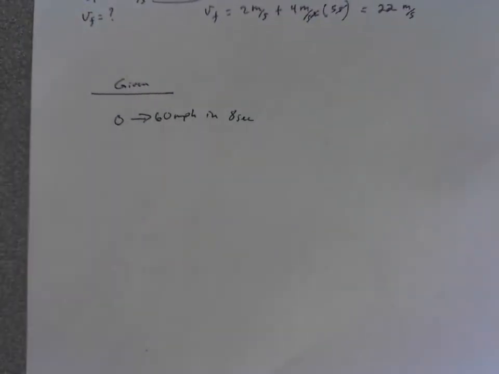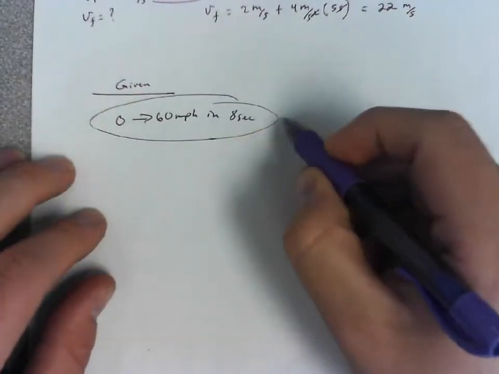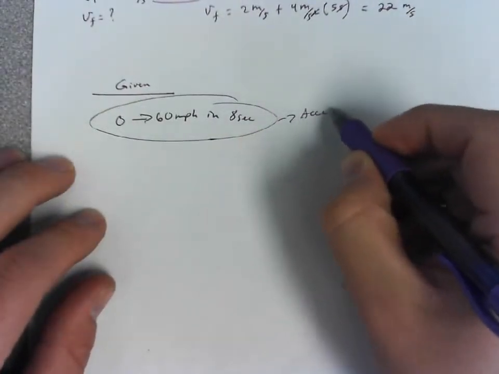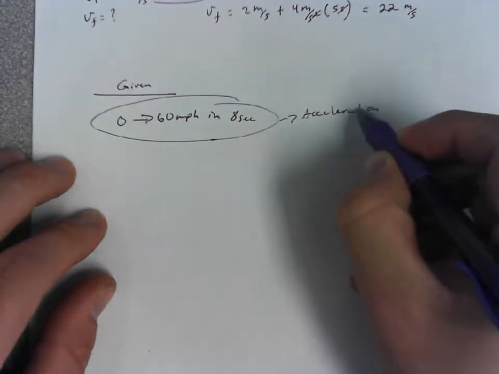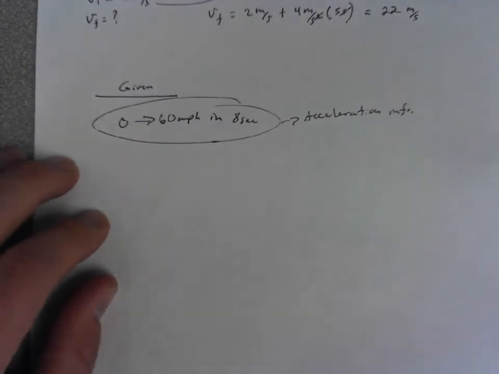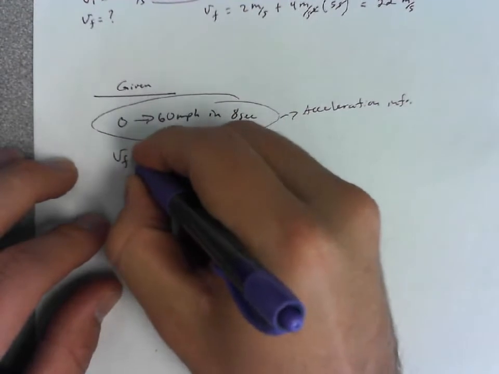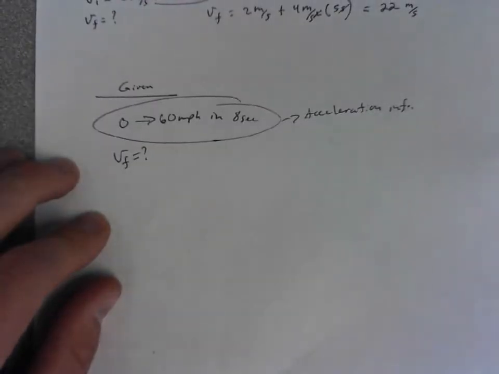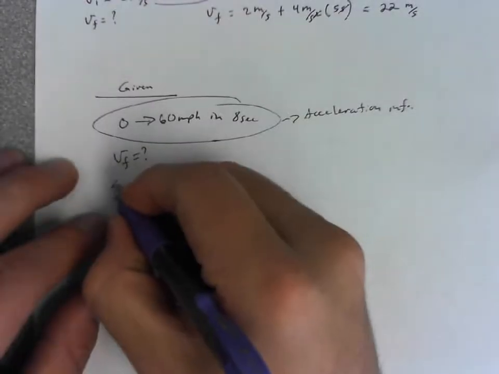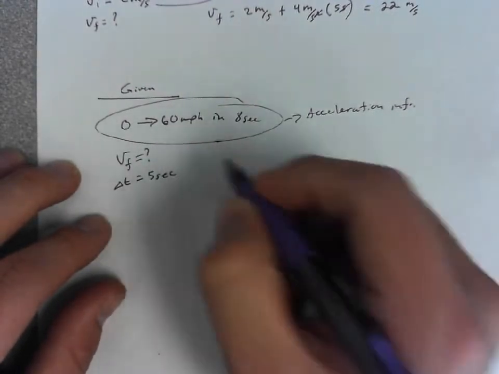Okay. Assuming that it can continue that acceleration. So right there, just by listening to the problem statement, we can say, okay, this is acceleration information. Acceleration info right there. What would be the car's final velocity? So it's already saying, okay, v final, that's what we're looking for, after 5 seconds. So my delta t, or my t value, that's going to be 5 seconds.